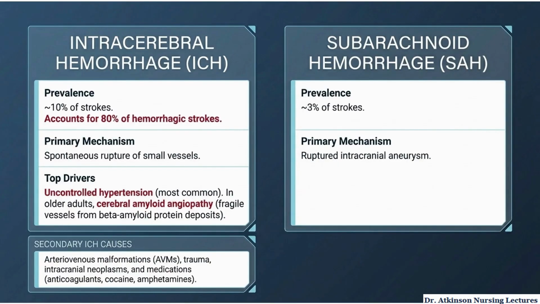On the other side is subarachnoid hemorrhage, or SAH. This usually occurs from a ruptured intracranial aneurysm that leaks blood into the subarachnoid space surrounding the brain. Clinically, these patients often present very differently. ICH patients may have focal deficits that progressively worsen as the bleed expands. SAH patients classically describe a sudden, explosive, worst headache of my life. And one thing nurses always have to remember: both are neurologic emergencies, but SAH patients are especially high risk for vasospasm and rebleeding in the days following the rupture.